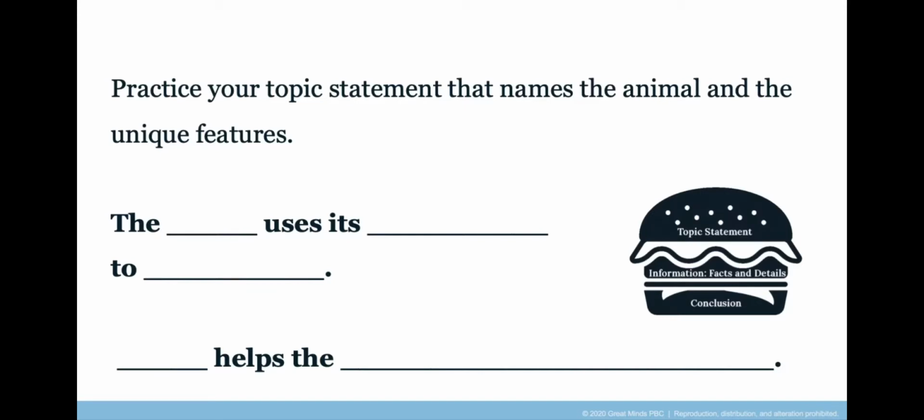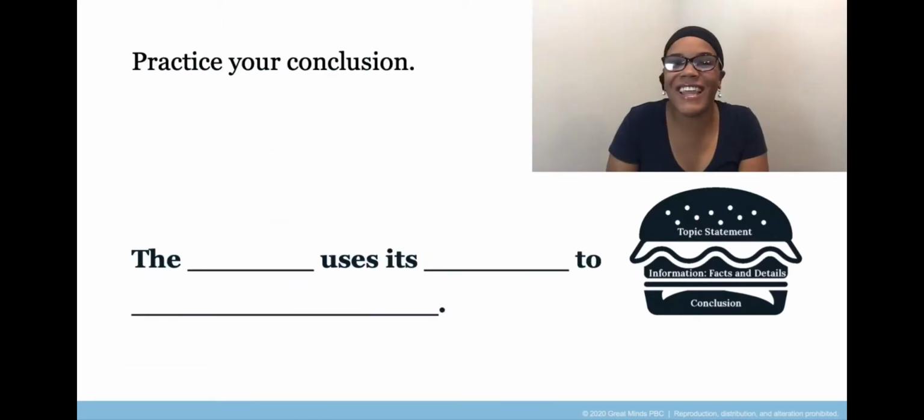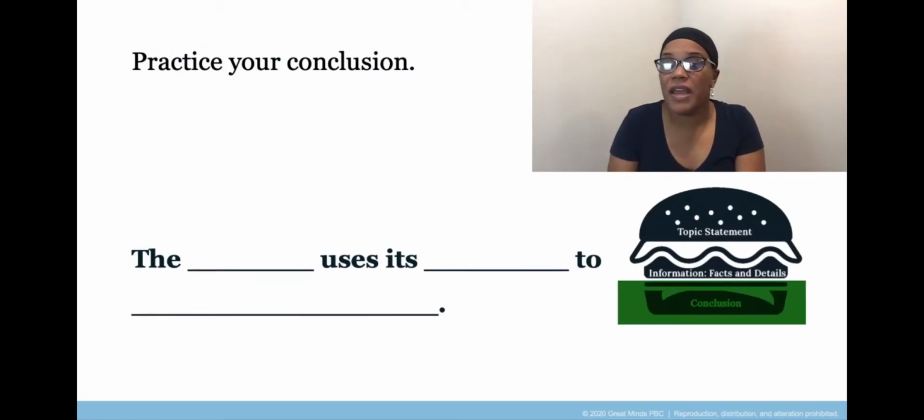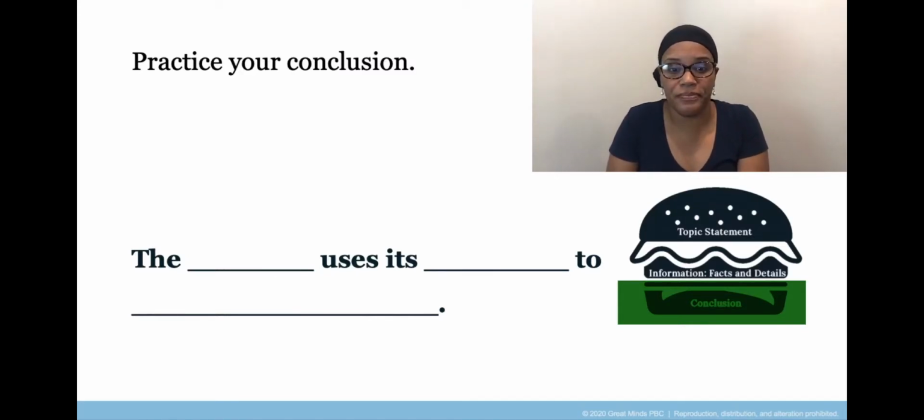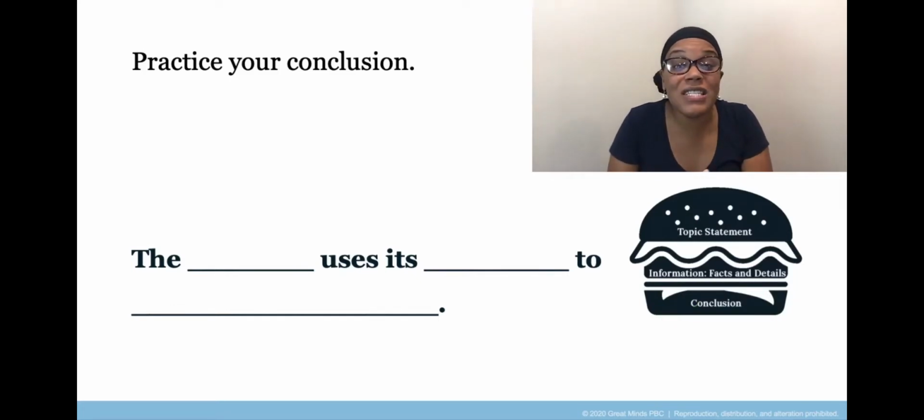Did you practice? I'm sure you did. After we write our topic statement and details, what's next? That's right, the conclusion. Here's a sentence frame you can use for your conclusion. The ___ uses its ___ to ___. You probably noticed that the conclusion is similar to one of the topic statements I just showed you, and that's okay, because remember, the topic statement and the conclusion often use similar words with a few differences.